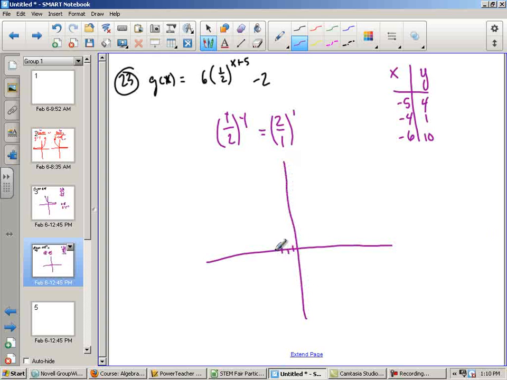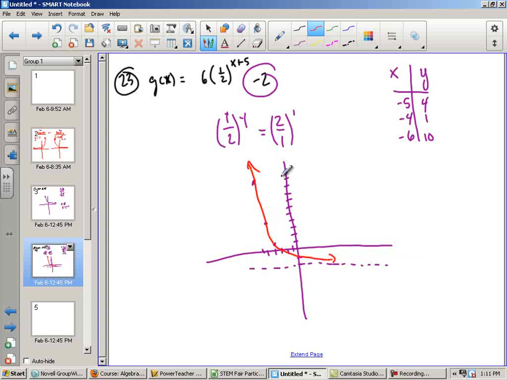I'm going to come out here, 1, 2, 3, 4, 5. 1, 2, 3, 4, 5, 6, 7, 8, 9, 10. Again, you only need 2 of these points, but I'm going to go in and put all 3 of them in. -4, 1 right there, and negative 5, 4 is right about there. So I see this is very steep, and then it'll flatten out. But I also want to take note that down at negative 2 is my new asymptote where I'm going to flatten out. So my graph will look something like this.